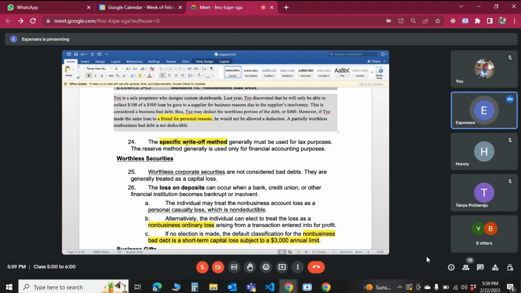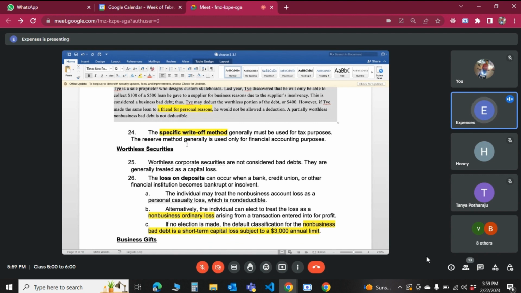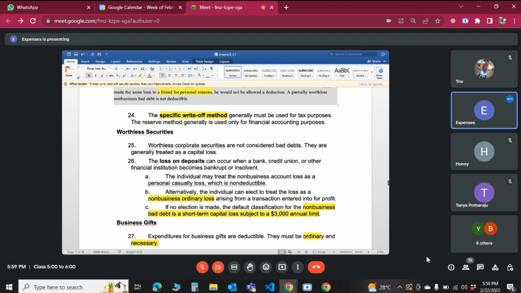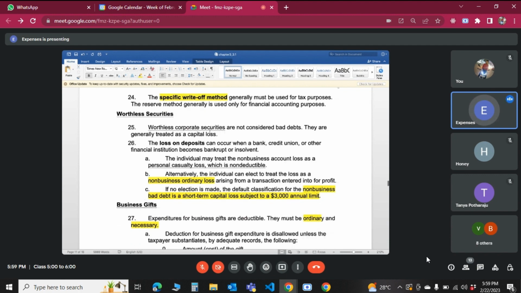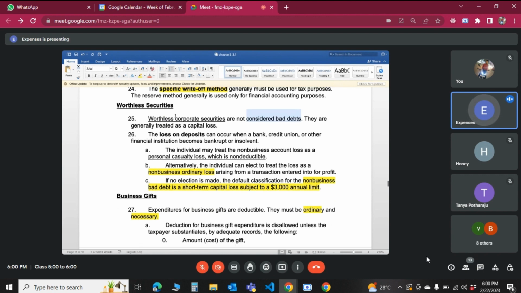Here, being conservative means you cannot claim deductions very aggressively, because it's a loss of revenue for the IRS. So we need to be very specific on what we are writing off. We cannot just take a simple reserve method, saying take 10% of everything, take 20% and put an allowance there. So this is the difference between book basis and tax basis. Worthless corporate securities are not considered bad debts. Obviously, worthless securities are all investments. They're not bad debts. Bad debts, when we say, are usually in the context of running a business.